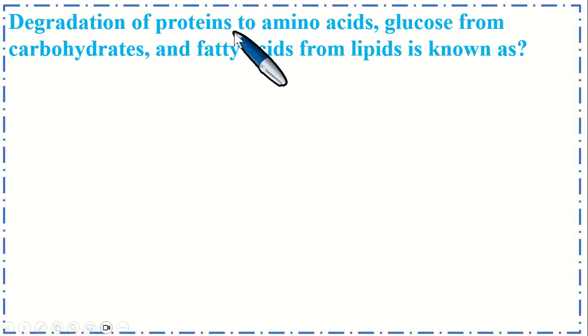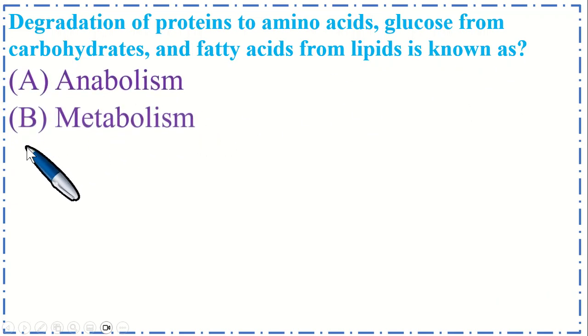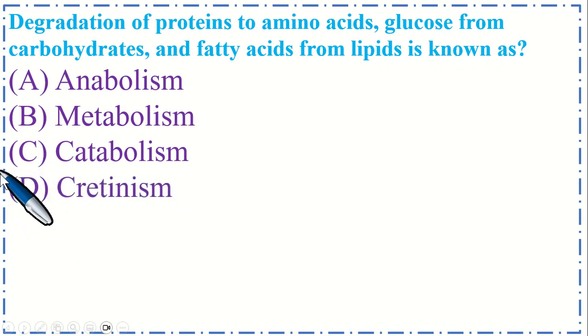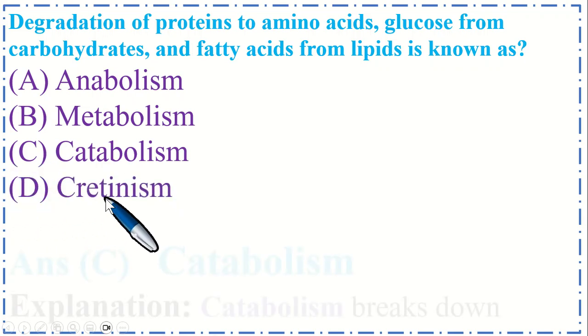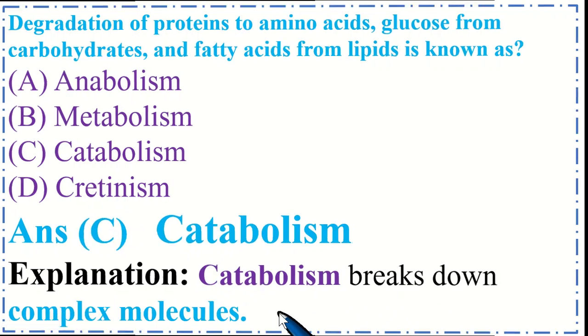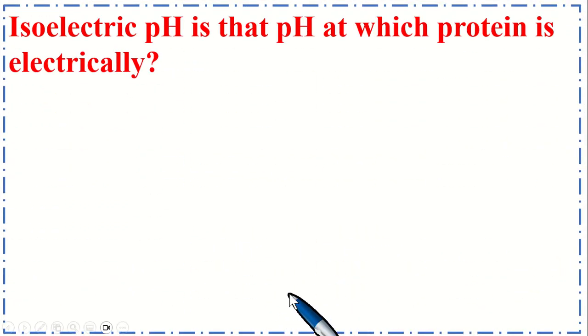Degradation of proteins to amino acids, glucose from carbohydrates, and fatty acids from lipids is known as: option A, anabolism; B, metabolism; C, catabolism; and option D, cretinism. So the correct option is C, catabolism. Catabolism breaks down complex molecules into simple molecules. So this is a very important MCQ.